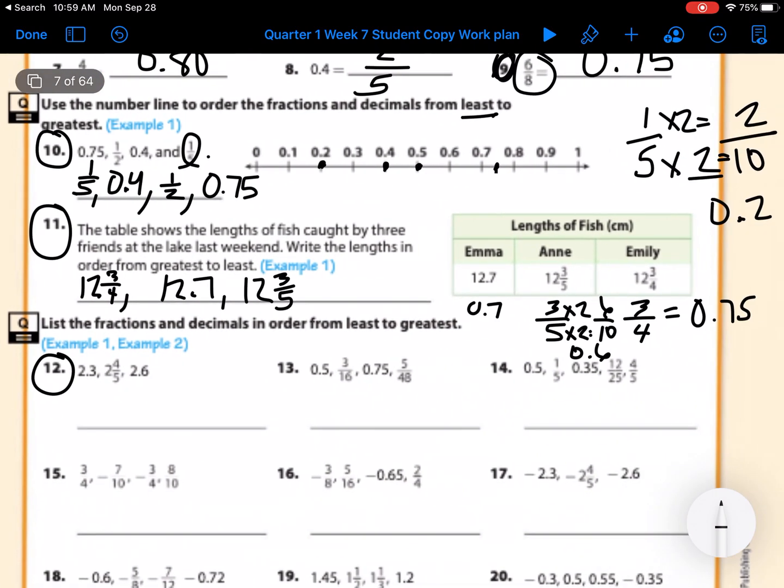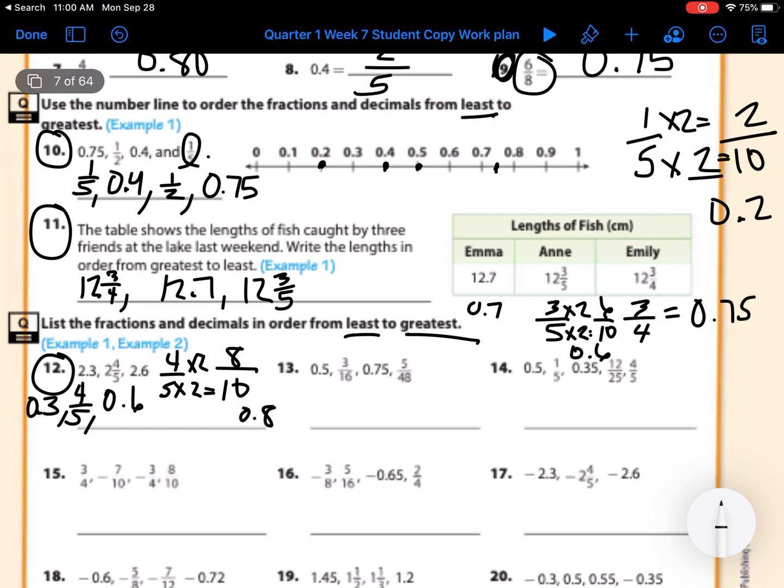List the fractions and decimals in order from least to greatest. All right, so again, we have the whole number of 2. So now we have to look at our decimal and fraction. So we have a 0.3, a 4/5, and a 0.6. So this is pretty easy because our 4/5, we just need to get that into something over tenths to turn it into a decimal. So 4/5, we know 5 times 2 equals 10. 4 times 2 equals 8. So that is 0.8 right there.